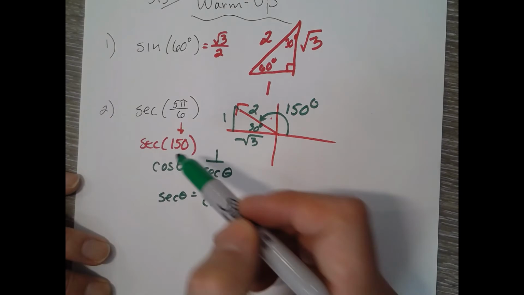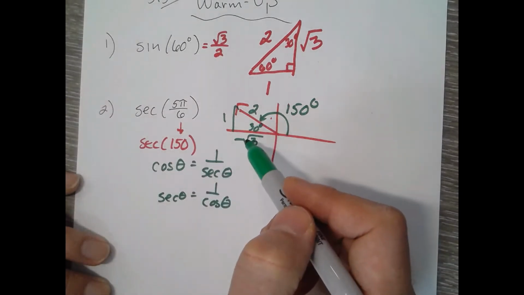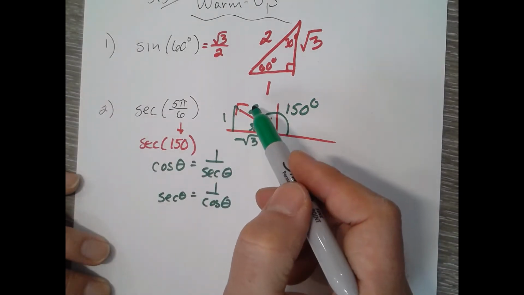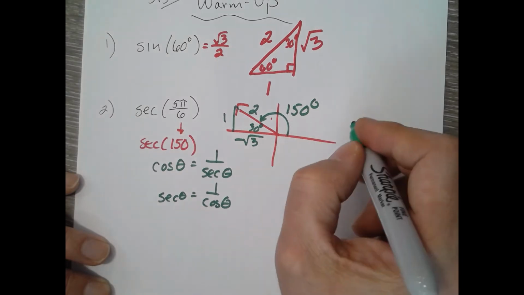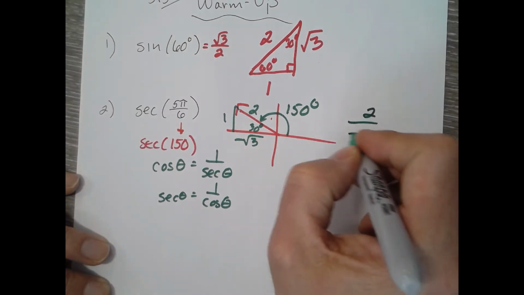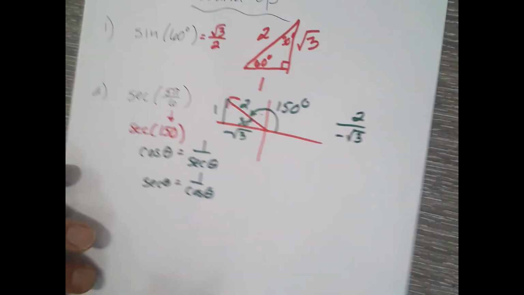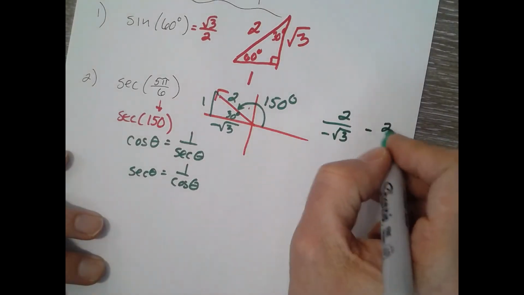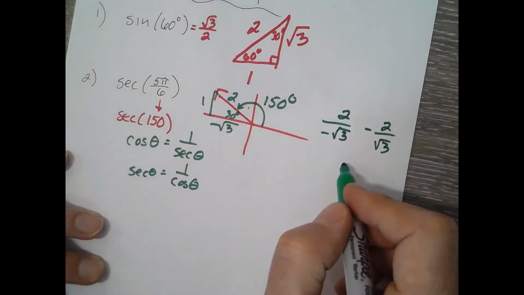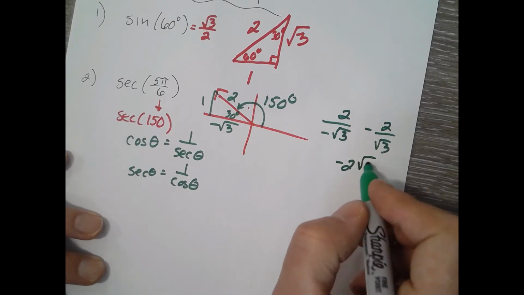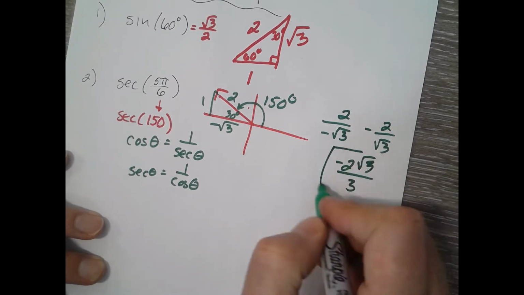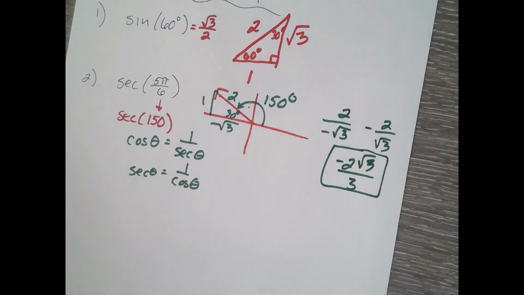Secant is, well, cosine is adjacent over hypotenuse, so this would be hypotenuse over adjacent. So it would be 2 over negative square root of 3, or negative 2 over square root of 3. The book would have negative 2 square root of 3 over 3. This, I guess, would be the book answer. Those are all equivalent answers.